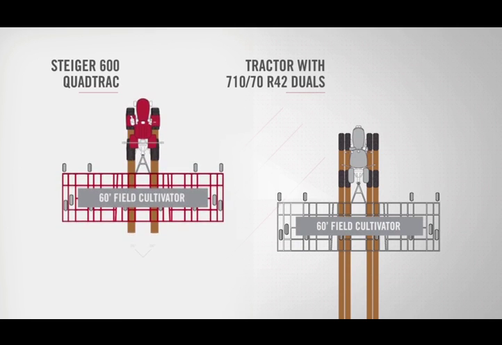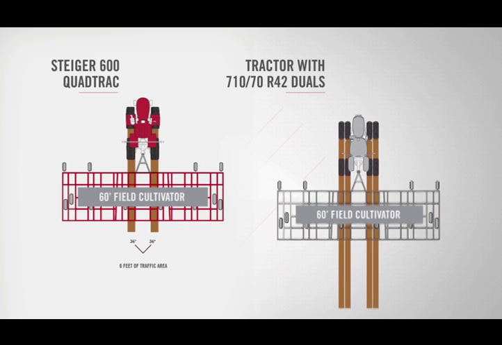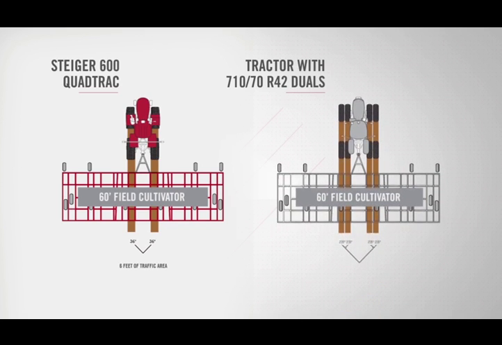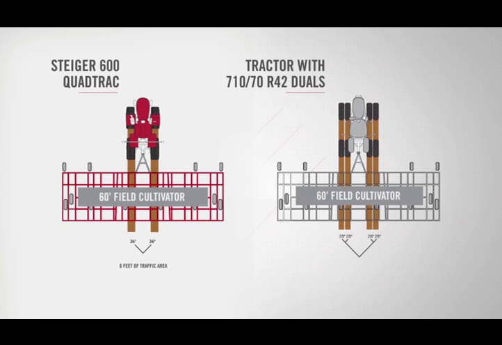The tracked area for the quad track with 36-inch belts would equal a total of 6 feet because there's 2 tracked rows. The traffic area for the wheel tractor would be 28 inches for each wheel, times 4 because we're using duals, so we have 4 rows. That equals 9.3 feet. For each pass with a 60-foot field cultivator, the quad track puts down 6 feet of traffic area, or 10% of our working width.